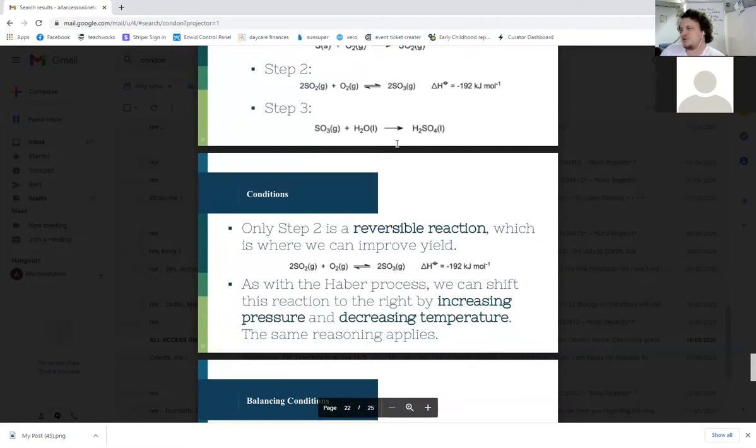So step two is where we can improve the yield. So just like in the Haber process, we can increase the pressure and decrease the temperature. I have got presentations on both of these processes. They both should really command about half an hour each when we get real in depth with them. But this is just an overview and introduction into the type of thinking that's required for this unit, rather than just learning about organic chemistry.